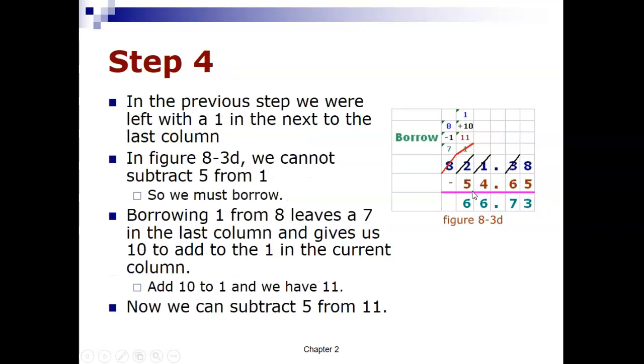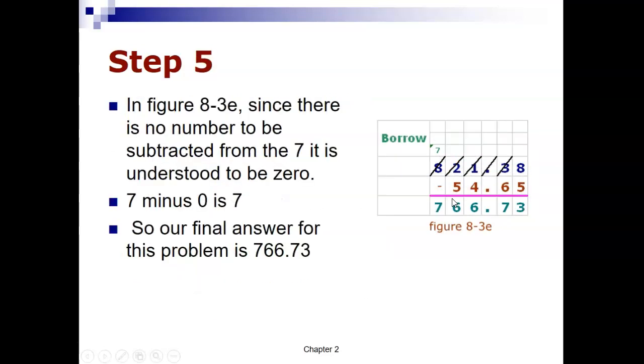But you cannot subtract 5 from 1. So you borrow from the 8. The 8 becomes a 7. This guy gets 2. You get 11. 11 minus 5 is 6. And then you just bring down your 7. So you end up with 766.73.